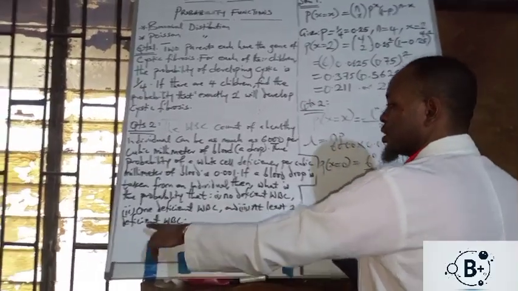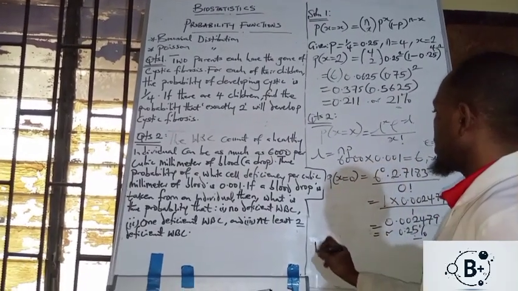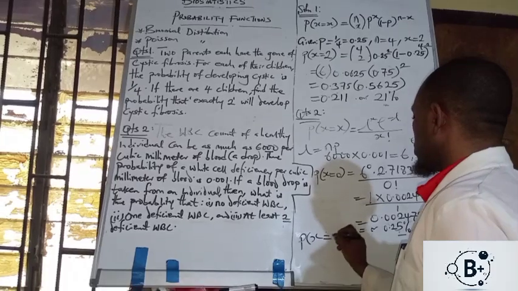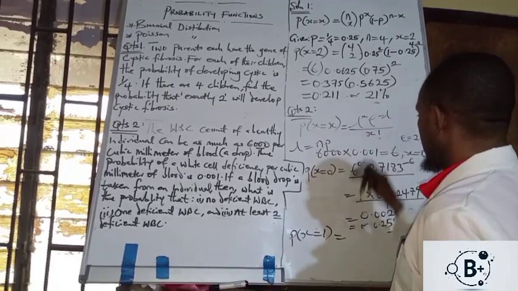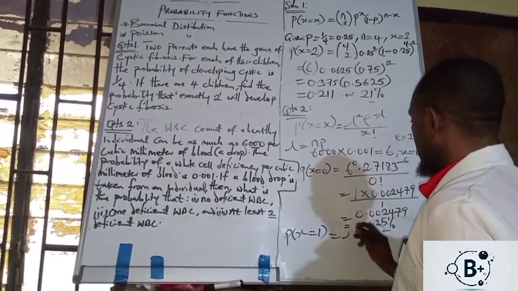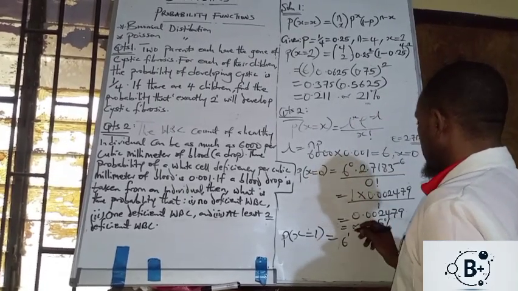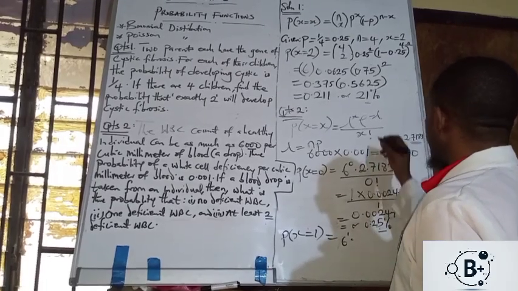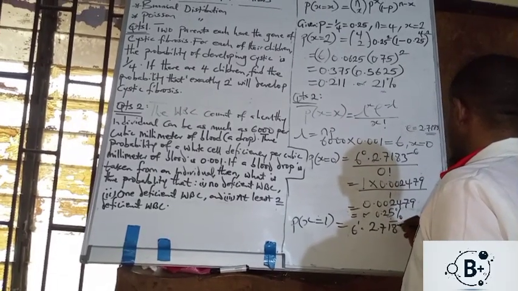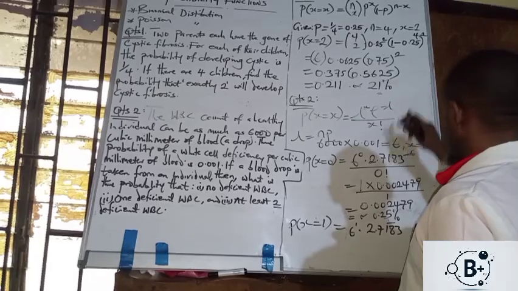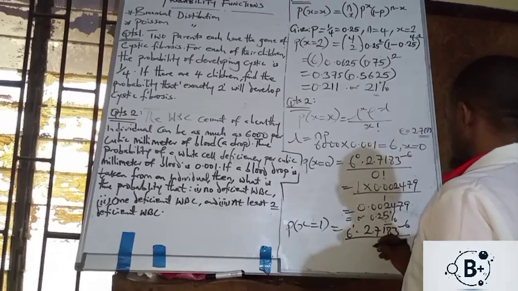Then the second option says one deficient white blood cell. So what this simply means is that P of S is equal to 1. So what you still do is to recall this formula. Here you have the lambda. Lambda is 6 raised to power 1. Instead of writing S now, you put 1. Then times E is 2.7183, which is a constant, raised to power minus 6, over 1 factorial.